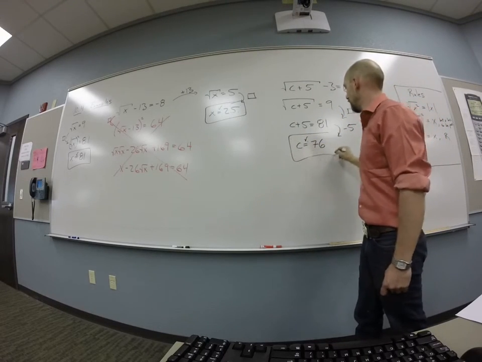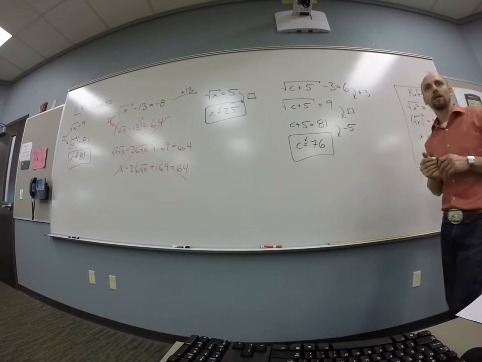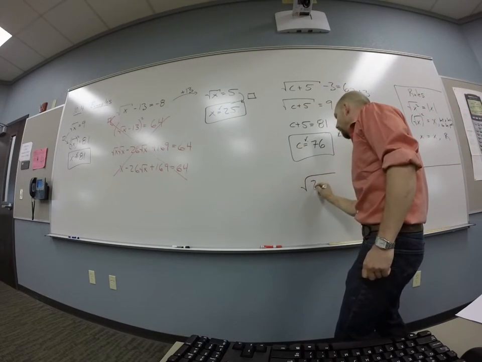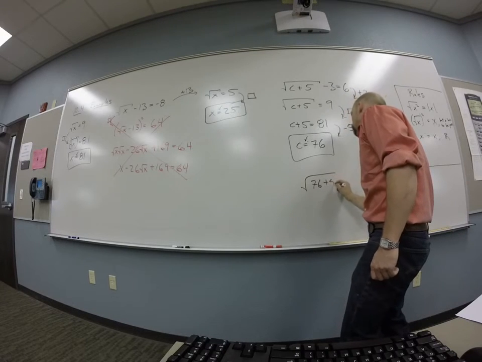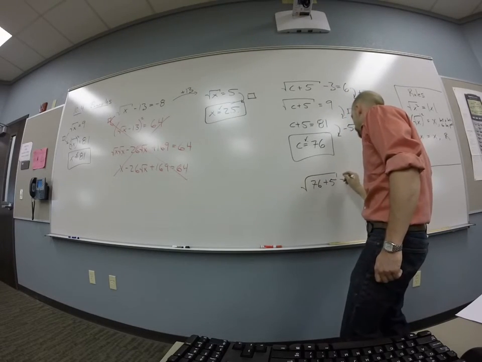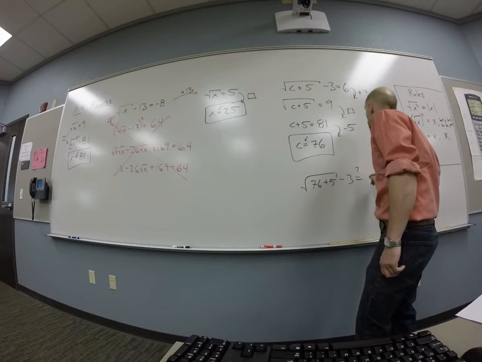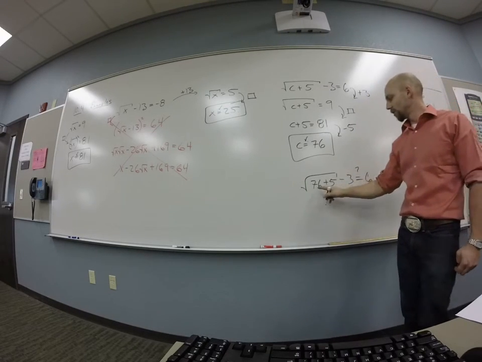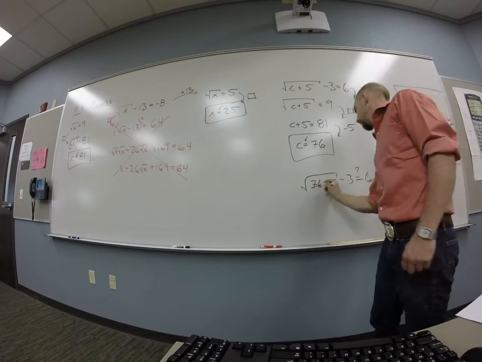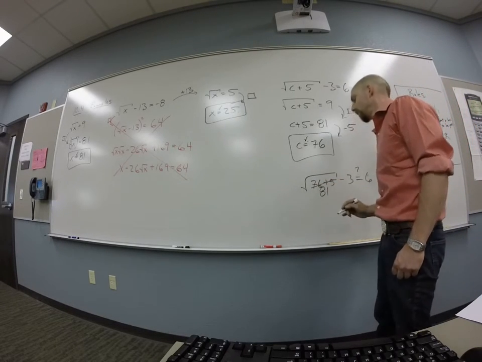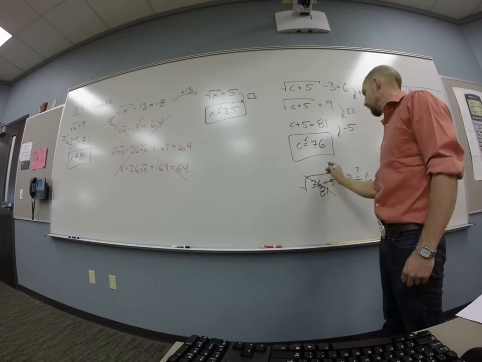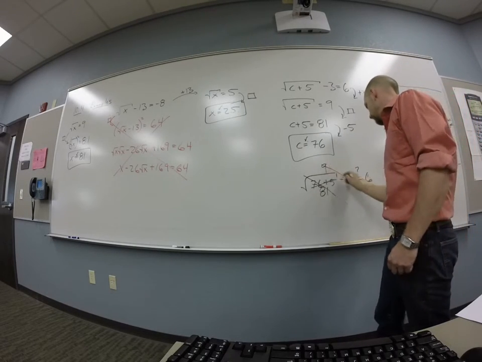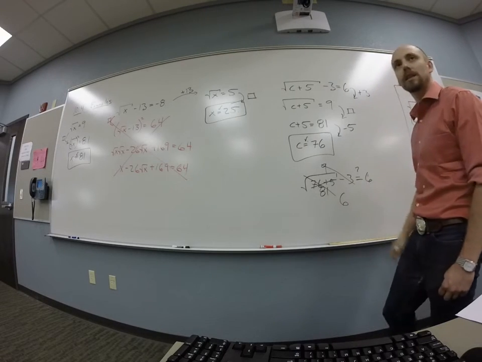It's positive. So we're wondering, is the square root of 76 plus 5 minus 3 equal to 6, right? So 76 plus 5 is 81. Square root of 81 is 9. 9 minus 3 is 6. 6 is 6. I'm good.